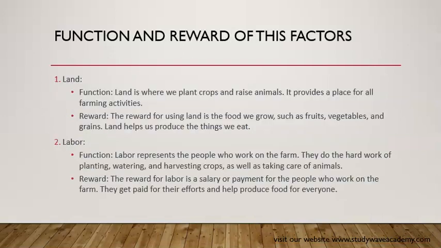The functions and reward of these factors. Land, like we said, is where we plant crops and raise animals. It provides a place for all farming activities. And what do we get in return of this land? The reward of using land is the food we grow, such as fruits, vegetables, and grains. Land helps us produce the things we eat.